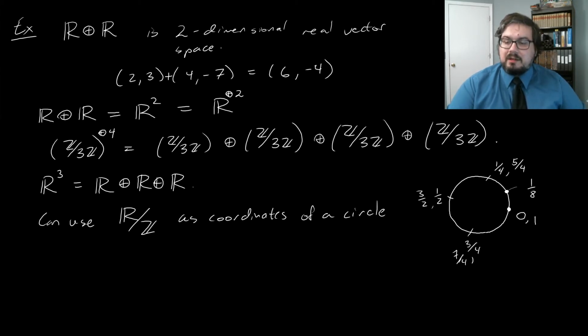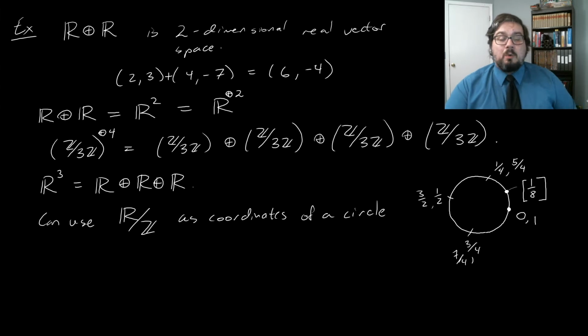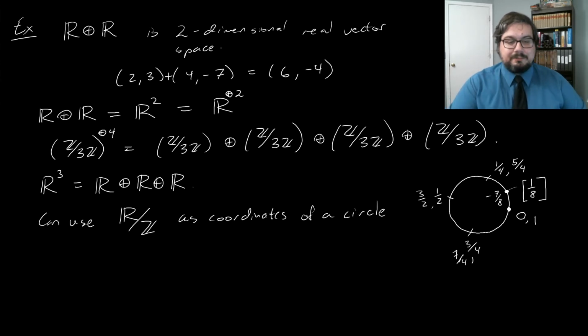So this point right here has the coordinate 1/8, but in the group R mod Z, we could say that it has the coordinate given by the equivalence class of 1/8, because it can be represented by 1/8, or -7/8, or 9/8, or any other number which is equivalent to 1/8 in this group R mod Z. So we can use the group R mod Z as coordinates of a circle. We can create a bijection between the group R mod Z and the circle, so that every point on the circle corresponds to an element of R mod Z.